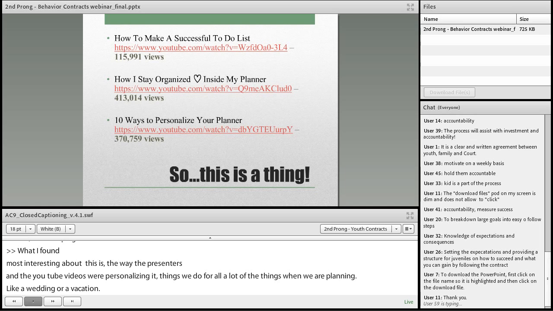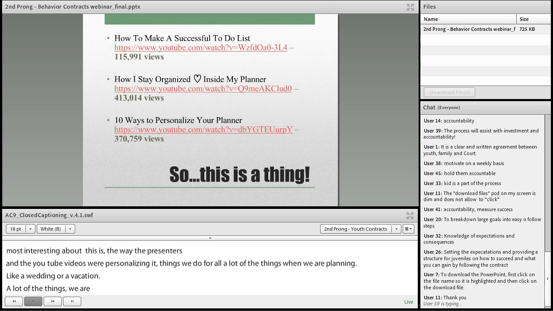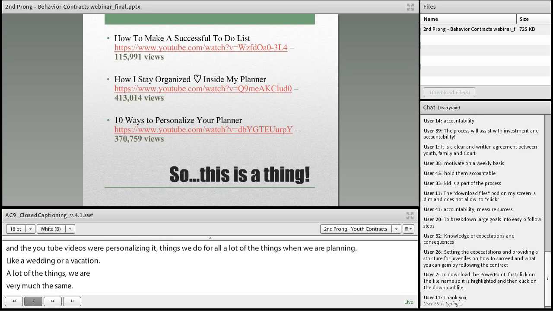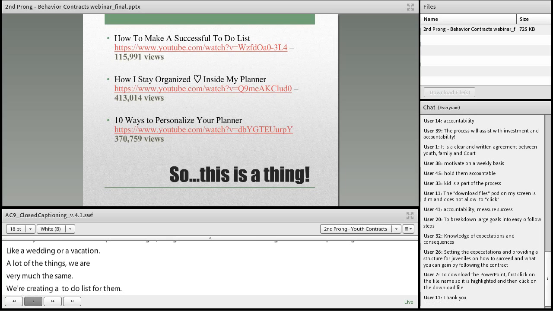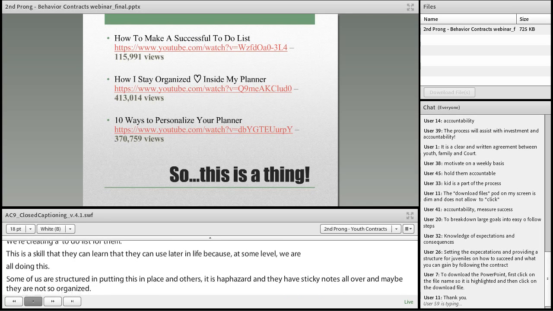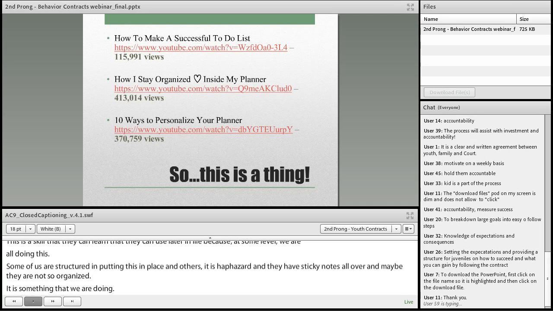It's just got me thinking that this is what we're doing when we're working with kids and putting a behavior or youth contract together. We're creating a to-do list for them. And this is a skill that they could learn and use later in life because at some level, we're all doing this. Some of us are very structured in putting this in place. Others, it's haphazard, and they have sticky notes all over, and maybe they're not so organized. But it's something that we're doing, even if it's just kept in our heads. We're keeping track of this stuff. But for the kids, we need to be their external brain and really help them think it through.